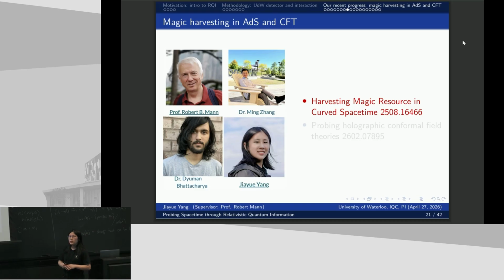So this is actually also our motivation. We really want to let the RQI community and the holographic community communicate more. We started this project last year. We showed that magic harvesting can be done in curved spacetime, especially anti-de Sitter spacetime, because we are interested in holography. And this year, we show that we can also harvest the magic resource from CFTs.